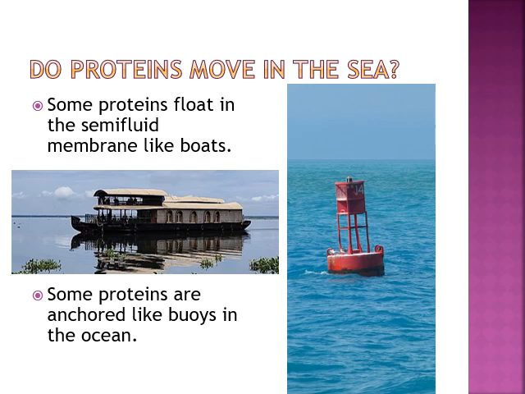Some proteins are stuck in one place. Buoys don't move much. So here's my question to you: what would this be stuck to that stops it from moving relative to the inside of the cell? This is a protein in the phospholipid bilayer. Sometimes they just float around. They're not anchored to anything. But if they end up stuck in one place, they don't move relative to the inside of the cell. What are they anchored to?